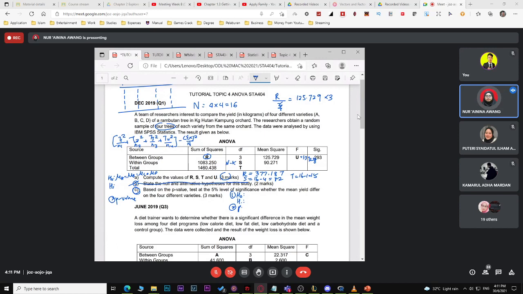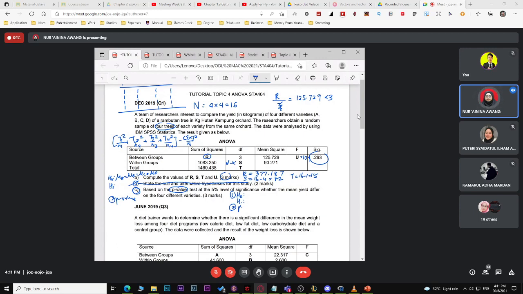So since the question already asked you to use p-value, you need to use this value. This is your p-value. So your p-value is 0.293 and then you compare the value with your alpha 0.05. So since the value is more than alpha, you fail to reject your H null. So you say that all the means are the same.